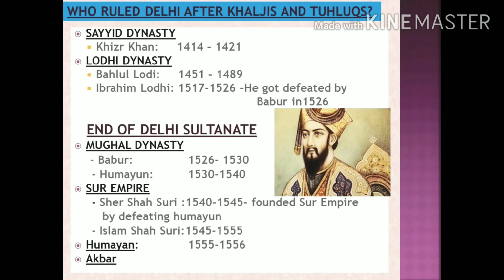And this started the rule of Mughal dynasty. The first ruler was Babur, and he ruled for about 4 years. Then came Humayun, who initially ruled for about 10 years. And Humayun was defeated by Sher Shah Suri, who established Sur Empire. Sur Empire also continued for a short period of time, about 15 years, and then Humayun was again able to regain his control, and then Mughal dynasty continued for a long period of time. About Mughal rulers we'll read in the next chapter.